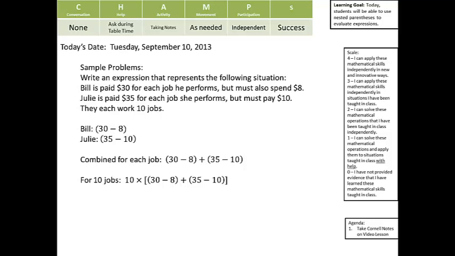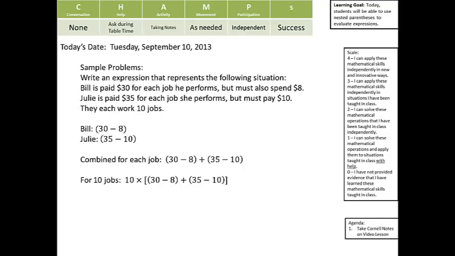So let's look. We can make an expression for Bill's money that he's making. For each job, it's 30 minus 8. 30 that he earns minus the 8 that he spends. For Julie, it's very similar. 35 minus 10. 35 for what she earns minus the 10 that she has to spend. We can combine those together for each job to see how much total money they make. And so for one job, we could do the 30 minus 8 and add that to the 35 minus 10. We take Bill's money that he earns and add it to the money that Julie earns.